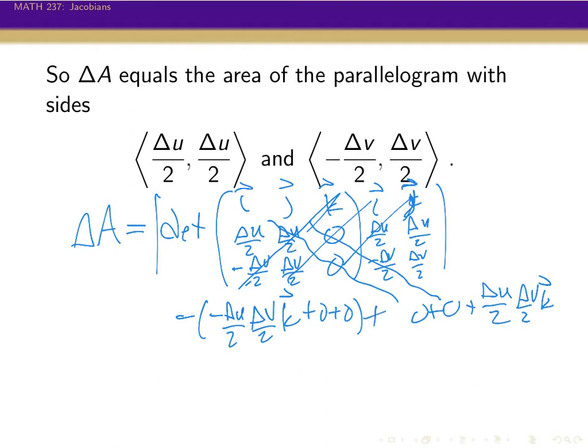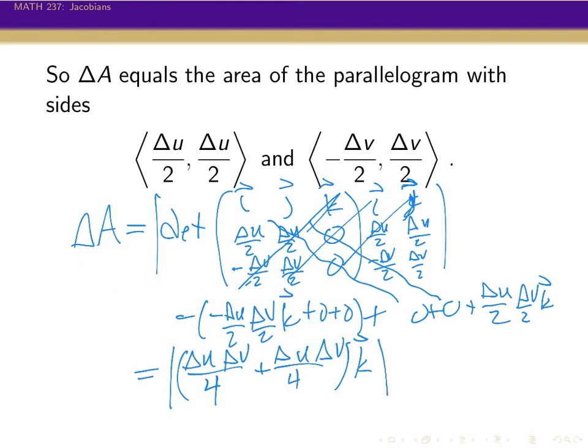And so putting these together, this is the length of, I have 2 delta u over 2, or I have delta u, delta v over 4, plus delta u, delta v over 4, and this is all in the direction of k. Well, k is just length 1, this is a scalar, and so we just add these together, and we get delta u, delta v over 2. And so that's our change of area.